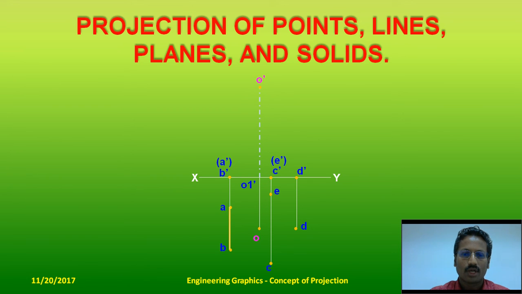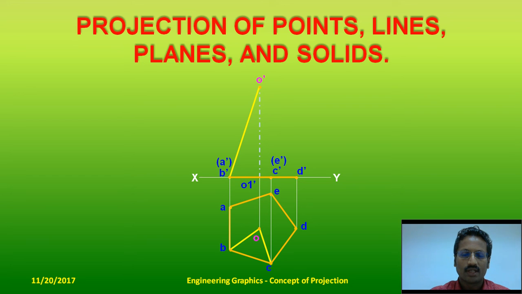If you join the lines AB, BC, CD, DE and EA in order, ABCDE is going to be a planar object, and the projection of the planar object in the front view is obtained by joining the projections in the front view. Similarly, if the line joining the top view points O and B is drawn, then the front view of the line OB is nothing but O dash B dash.